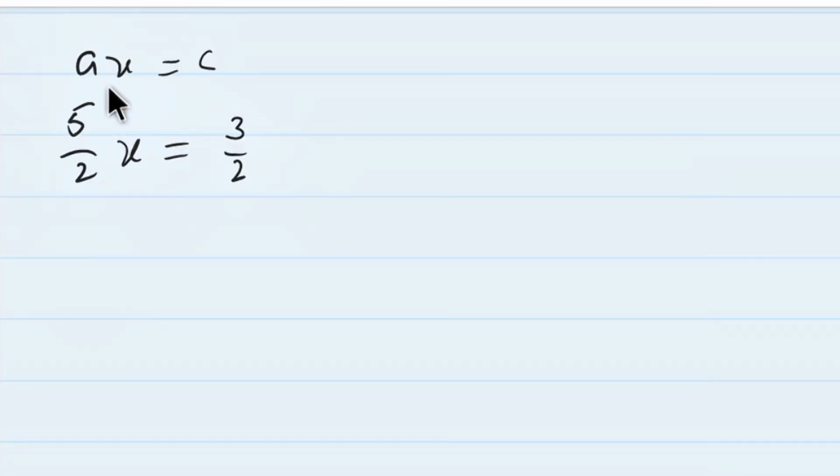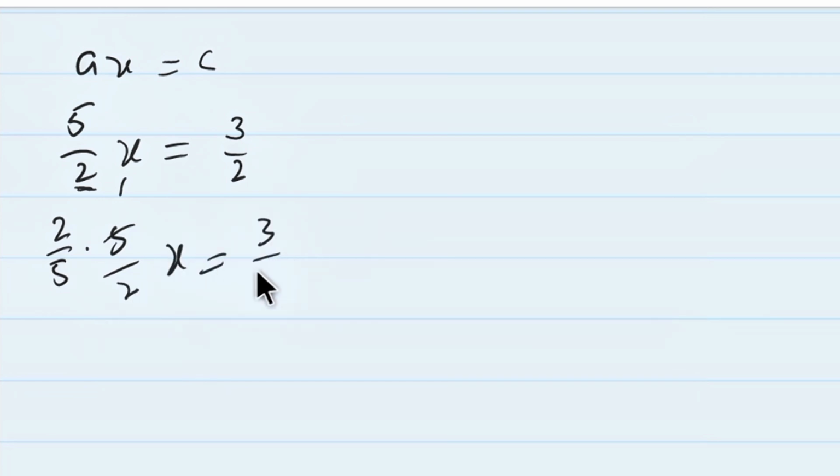Now we solve another equation of the form x is equal to c. For this purpose, we will solve the example 5 over 2x is equal to 3 over 2. To solve the equation, we want to isolate the value of x on the left hand side. To do this, we will multiply the equation by the reciprocal of 5 over 2. Then what is the reciprocal of 5 over 2? It is 2 over 5 into 5 over 2x.